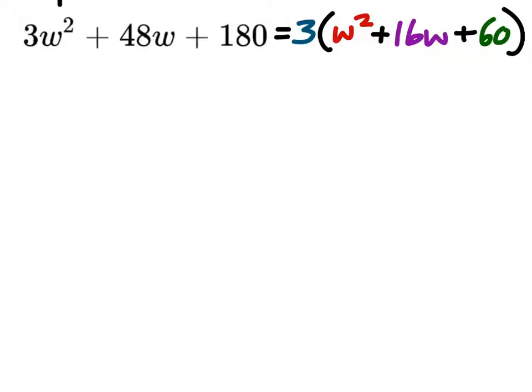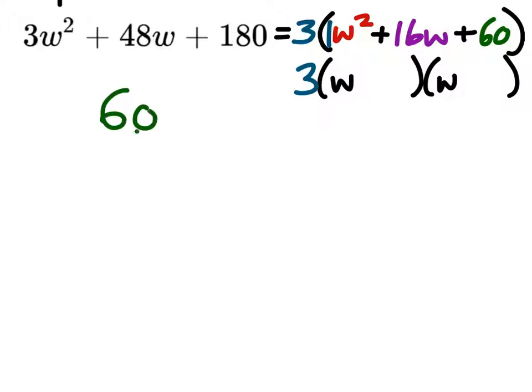Because the coefficient of w squared is a 1, that means this trinomial may factor into two binomials like this. But again, we should never forget that that greatest common factor of 3 was pulled out already, okay? So I'm looking at the 60, and I need two factors of 60 to add up to 16. And yes, I'm going to do this long and painful, not as a torture technique, but just so we can see the method, all right?